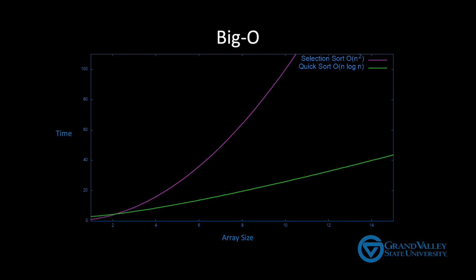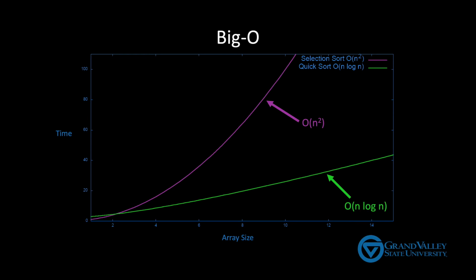For example, this graph shows that the time needed for a selection sort increases much more rapidly than the time needed for a quick sort. Not only that, but the graphs are fundamentally different shapes. The graph for a selection sort is a parabola, whereas the graph for quick sort is nearly, but not quite, a line. We formalize these differences by describing them using a type of big O analysis. Selection sort is big O of n squared, whereas quick sort is big O of n log n.